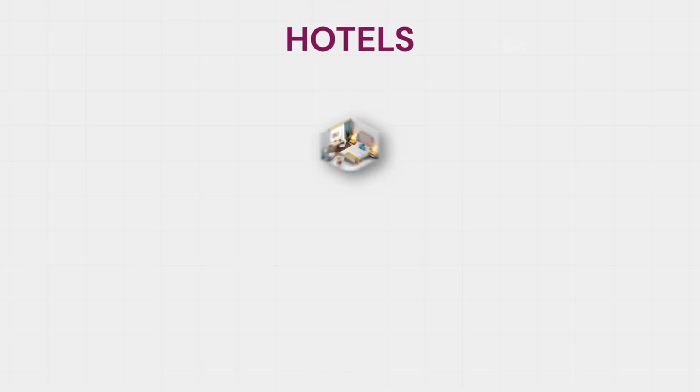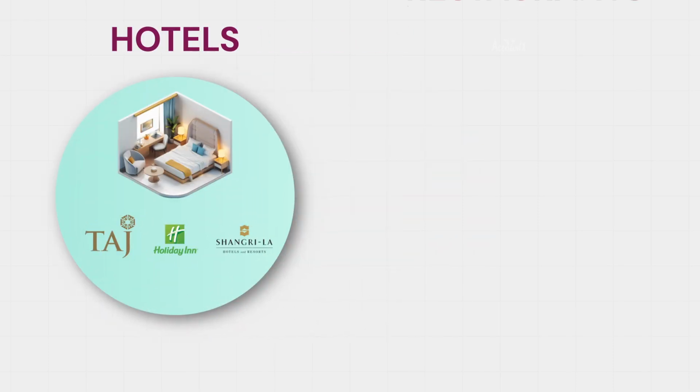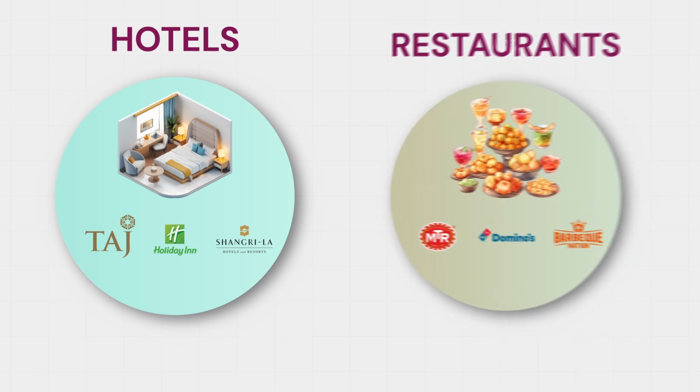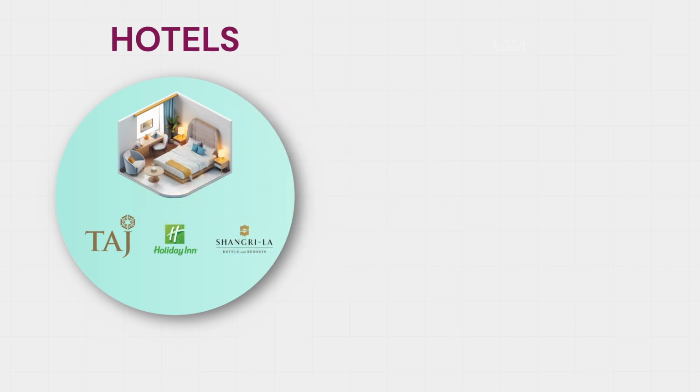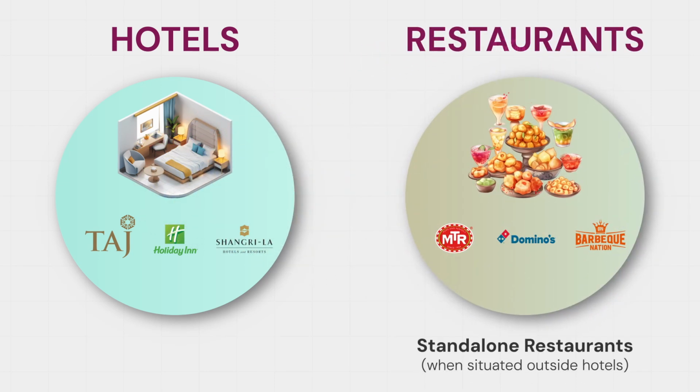First, let's get to know the difference between hotels and restaurants. Hotels primarily provide accommodation or lodging services like Taj, Holiday Inn, Shangri-La, while restaurants primarily focus on food and beverage services, be it MTR, Domino's, Barbecue Nation, and so on. These restaurants can be located either within the hotel premises or outside the hotel premises, better known as standalone restaurants.